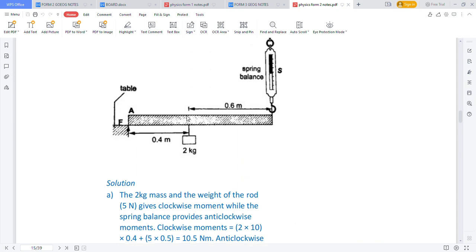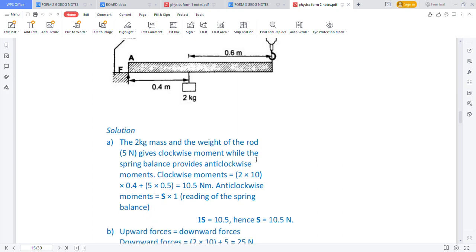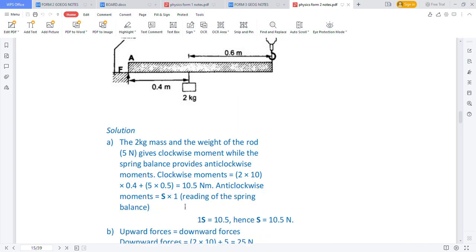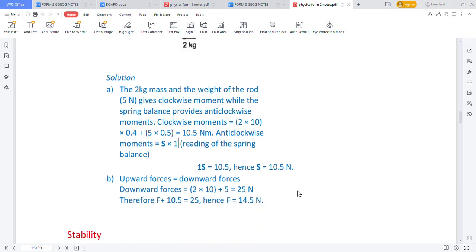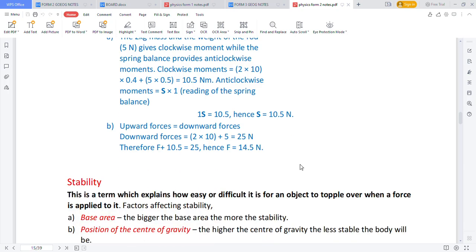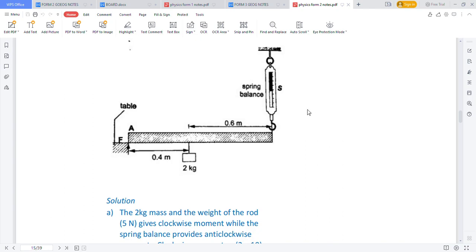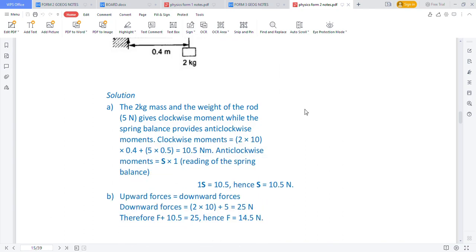Anti-clockwise moment, we are going to have S times 1. So this now up to here, it is the turning force. For S, perpendicular distance is going to be 0.4 plus 0.6, you are going to get 1. That's why you're calculating here. Then you're going to have 1S is equal to 10.5. So it means that S is equal to 10.5 Newton. You say the sum of upward force is equal to the sum of downward force. So you add downward force, which is going to give you the sum, which is equal to the upward force.